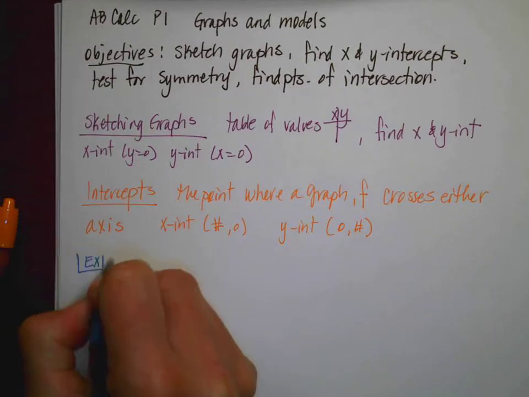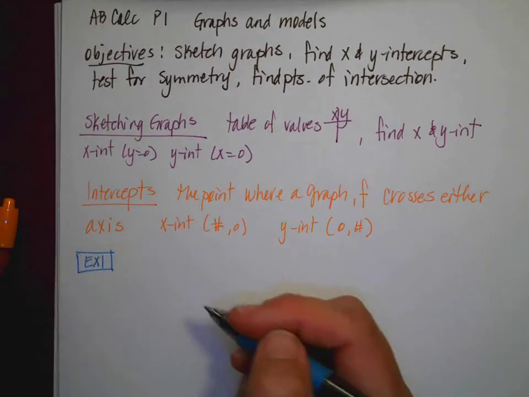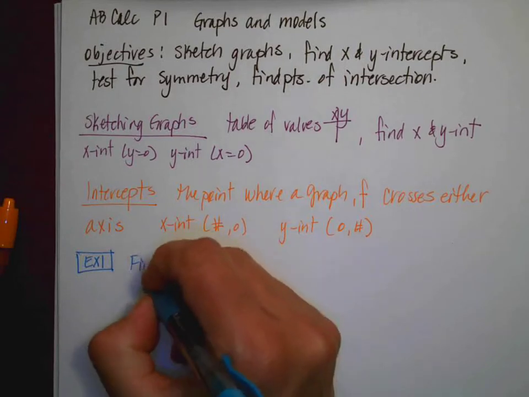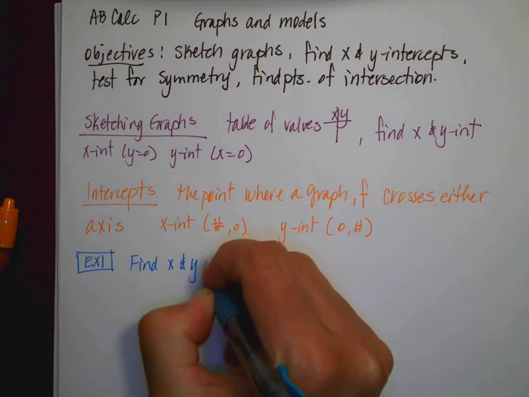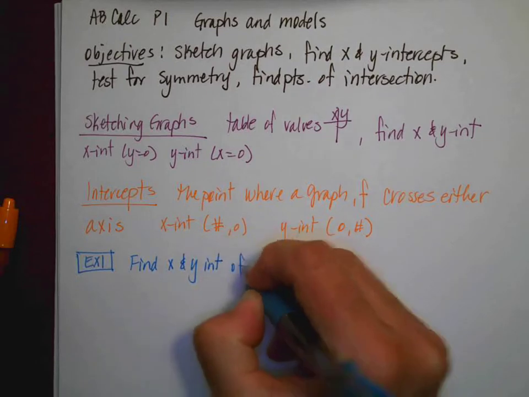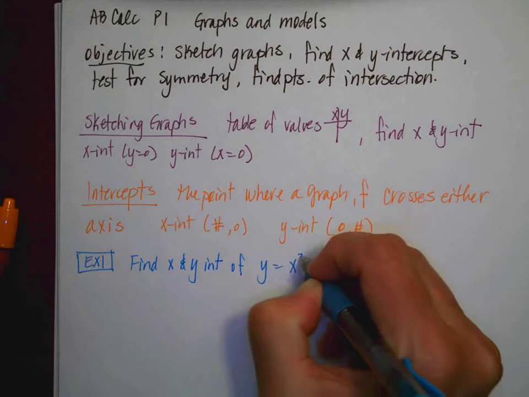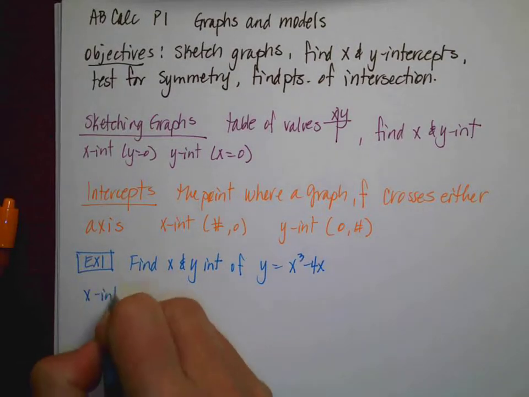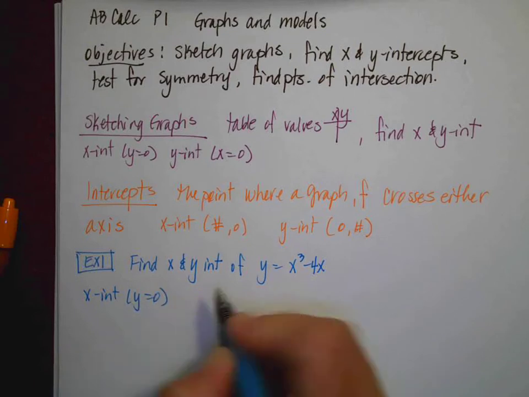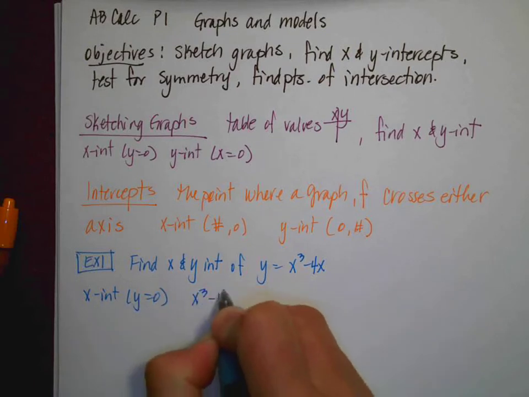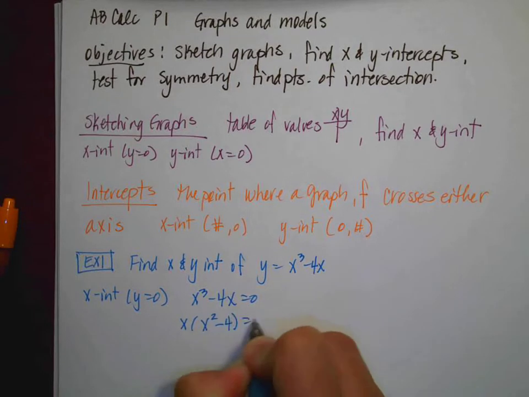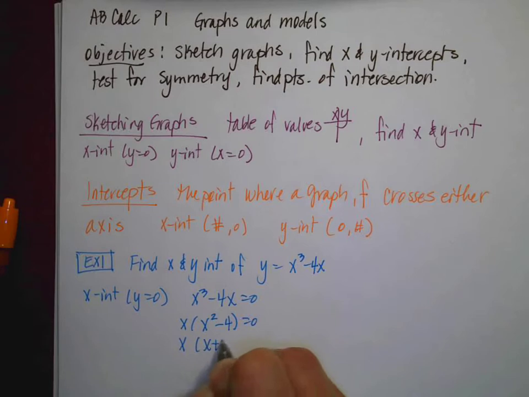Our first example, and the examples are numbered so that if you have a question, you can specifically ask about the example. This one says, find the x and y intercept of y is equal to x cubed minus 4x. So for the x-intercept, that's when y is equal to 0. I'm going to get x cubed minus 4x is 0. I'm going to factor and get x squared minus 4. And I'm going to get x plus 2 and x minus 2.